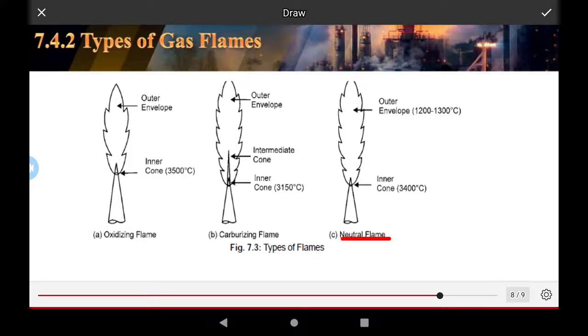Neutral flame: this flame is a mixture of oxygen and acetylene gas, both in equal volume in this operation. This inner cone is very small, and the temperature generated in the cone is 3400 degrees Celsius. This is the color of the flame. The outer envelope of the flame has a temperature of 1200 to 1300 degrees Celsius. These are the types of flame presented in this video.